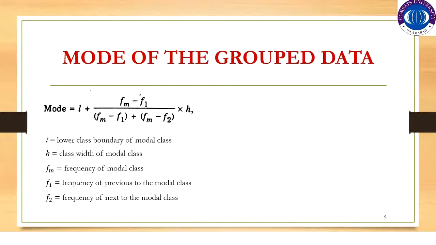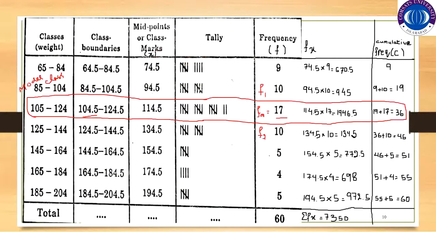To select the modal class, we will recall the definition of the mode, which was the most frequently occurring observation. Okay. An observation that occurs the maximum number of times, that is the mode. In a group data set, we are unable to know which observation occurs the maximum number of times. So we will select again the modal class.